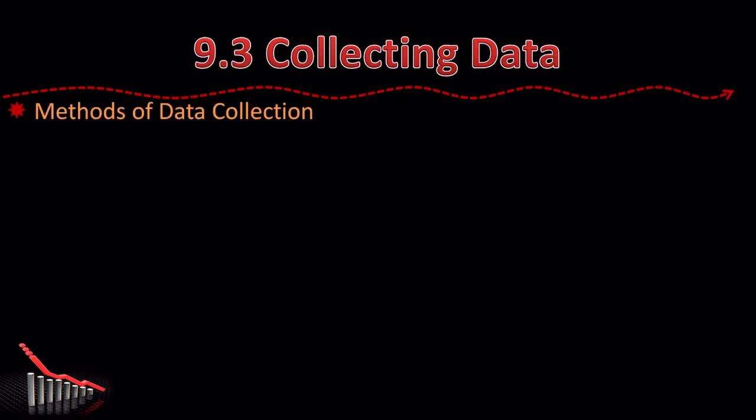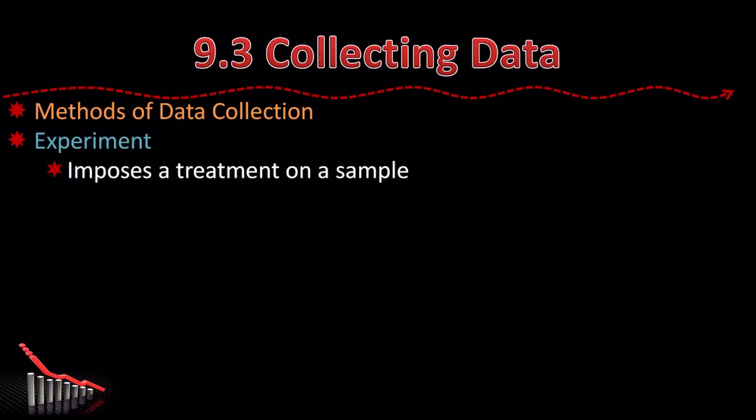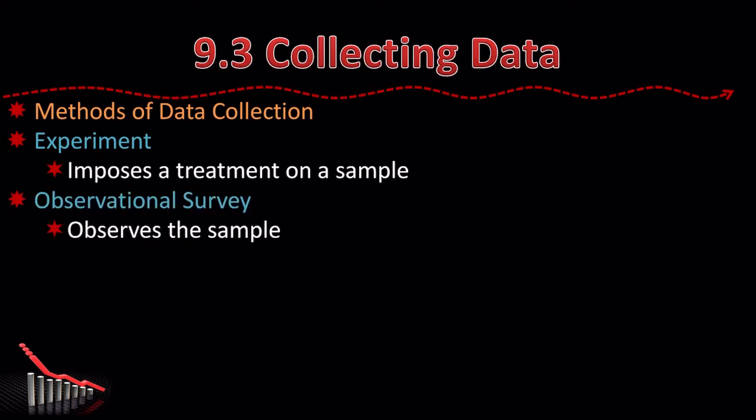All right, so we've gone over the samples and how to put together samples, but then we have to collect the data. So how do we collect the data? We could do an experiment, in which we put a treatment on a sample. So in other words, an experiment is you give certain people the experimental drug, the other people don't get that. That's an experiment. Observational survey, you just observe the sample.